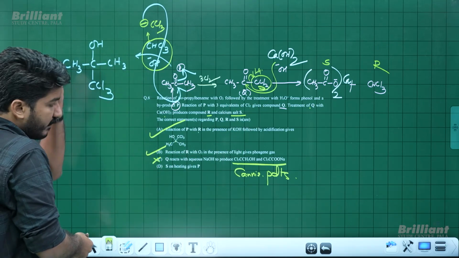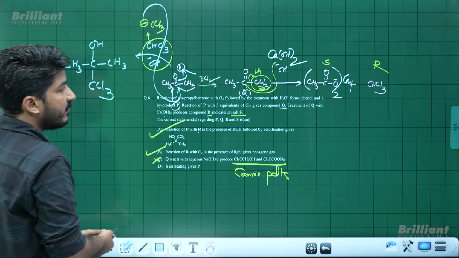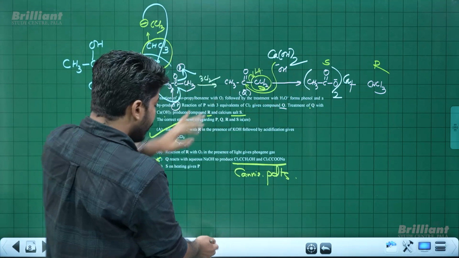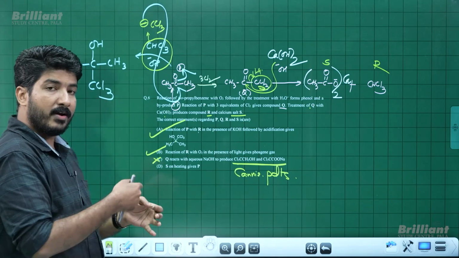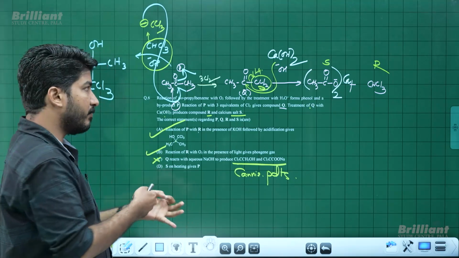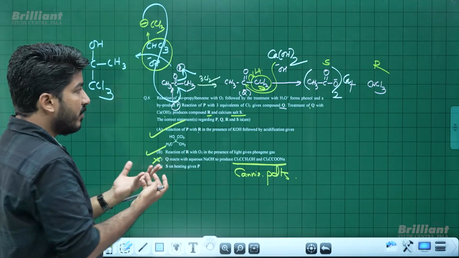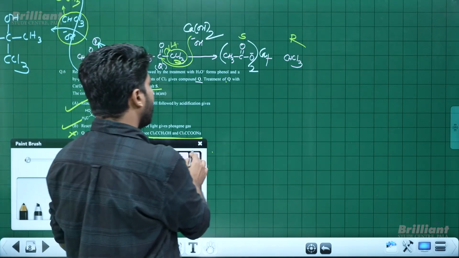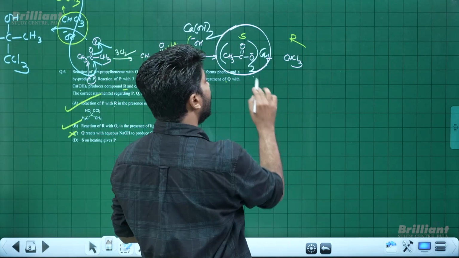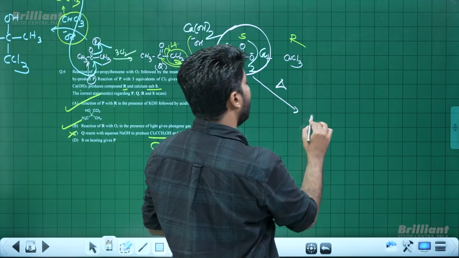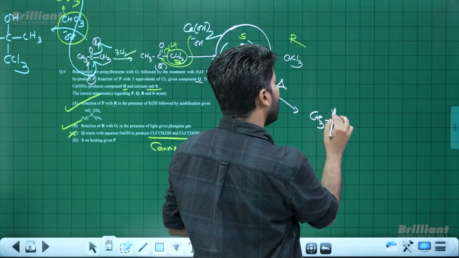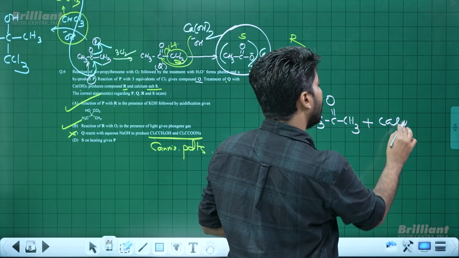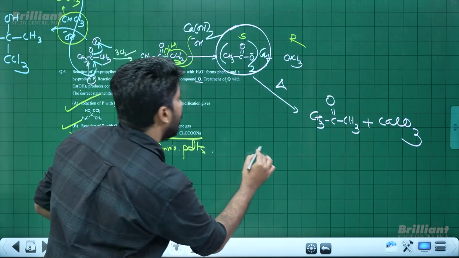Now, S on heating gives P. What is S? S is calcium carboxylate, calcium acetate. So calcium acetate on heating, we know dry distillation of calcium salts. Okay, it's a method to prepare ketones. So calcium acetate, if heated or on dry distillation, we will be getting CH3COCH3 and calcium carbonate as byproduct.